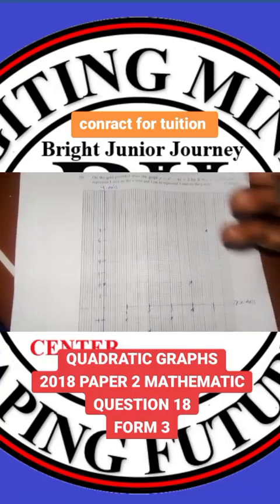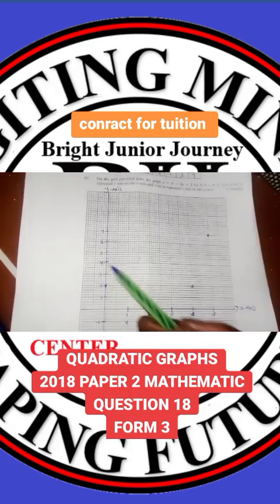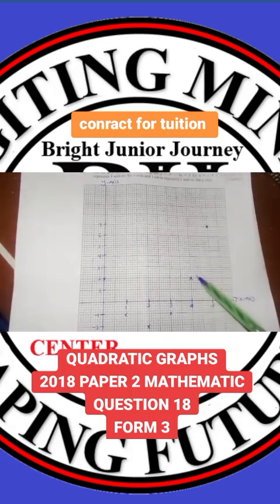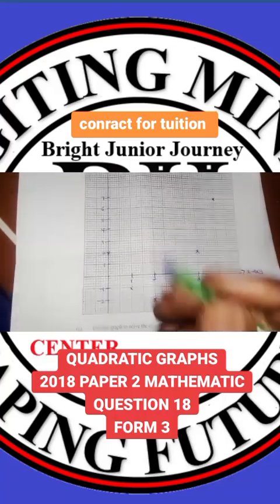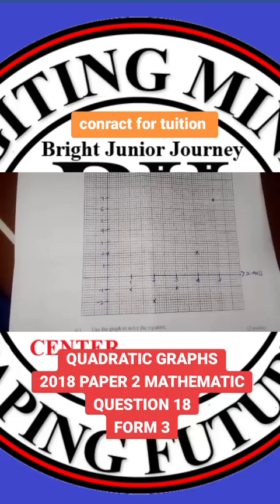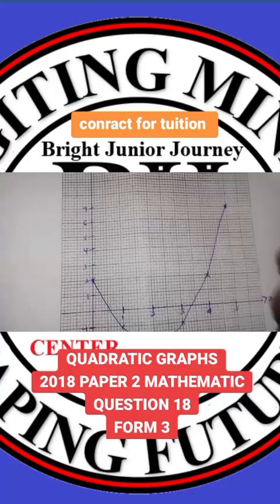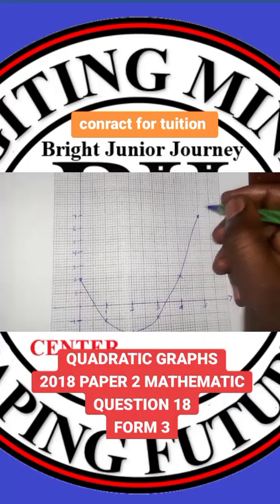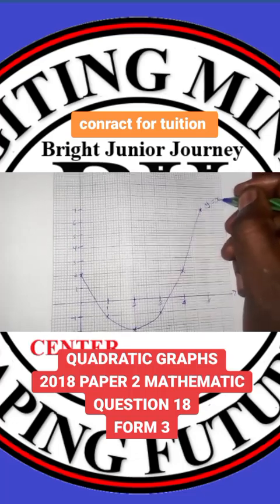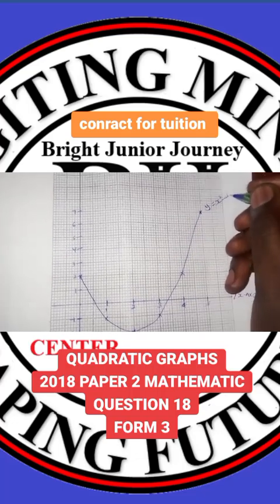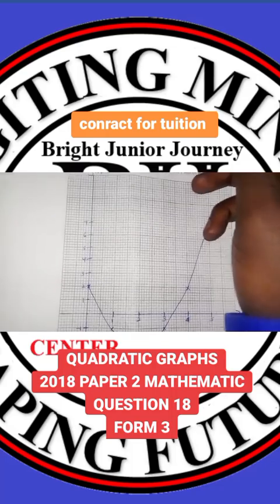And you can see, since our equation was a squared one, it means that if I join it, it should be cutting the x-axis twice. So let me join it. Make sure you don't use a ruler, just use your hand. It's a smooth curve. So here we have our curve, and you can write the name of the curve: y is equal to x squared minus 4x plus 2.